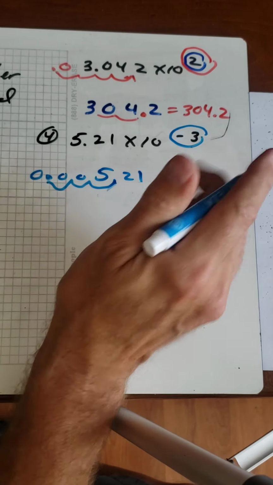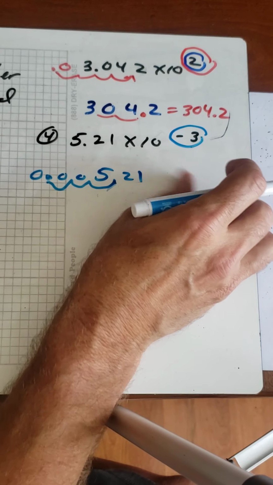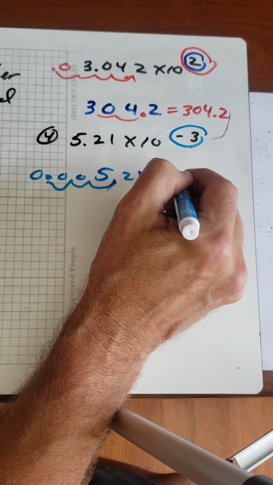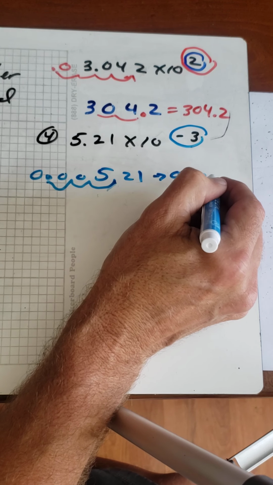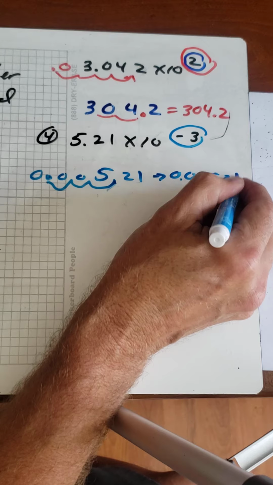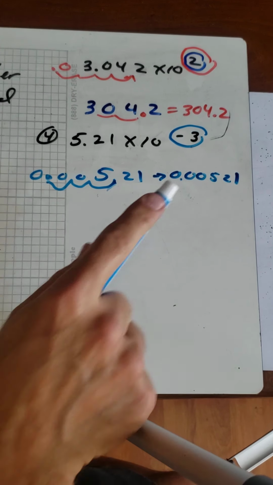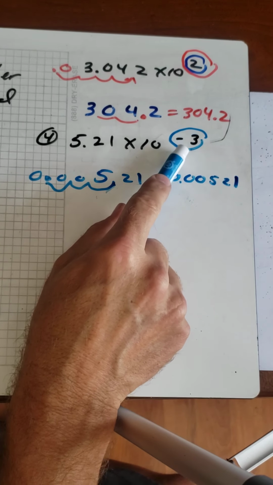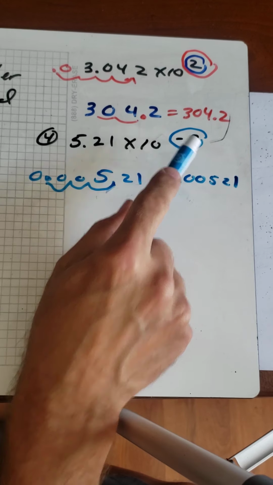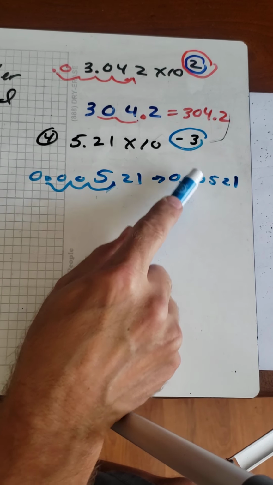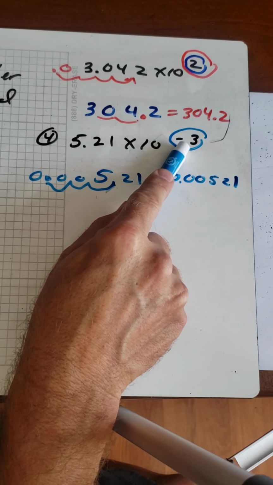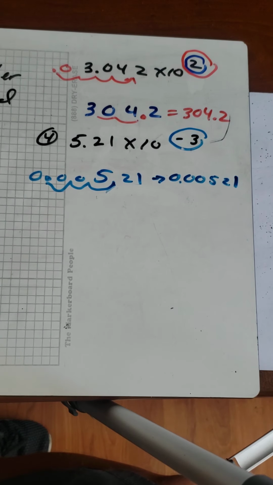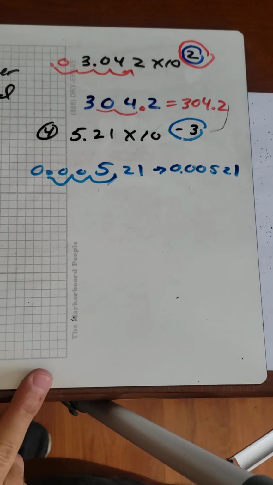And so my final answer then becomes 0.00521. And then I can look, does this number make sense for that exponent? Well, this number is less than 1. That exponent should give less than 1. So it makes sense to me. Okay? Now, looking at the next one, going on to number 2.